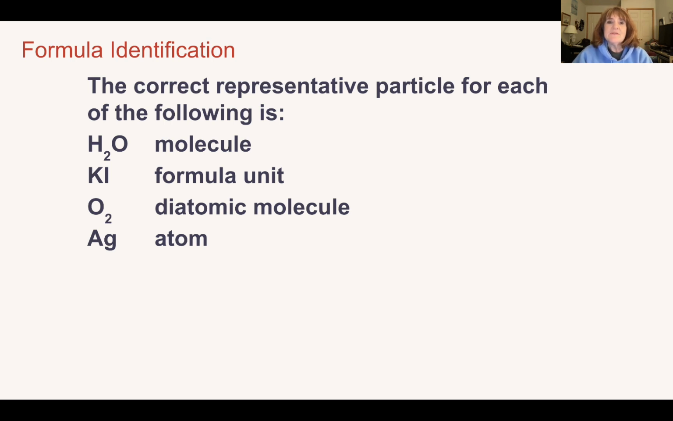So correct terminology and identification: H2O is known as a molecule. KI, however, is a formula unit. K2I2 might be a molecule. O2 is a diatomic molecule, and Ag would just be an atom.